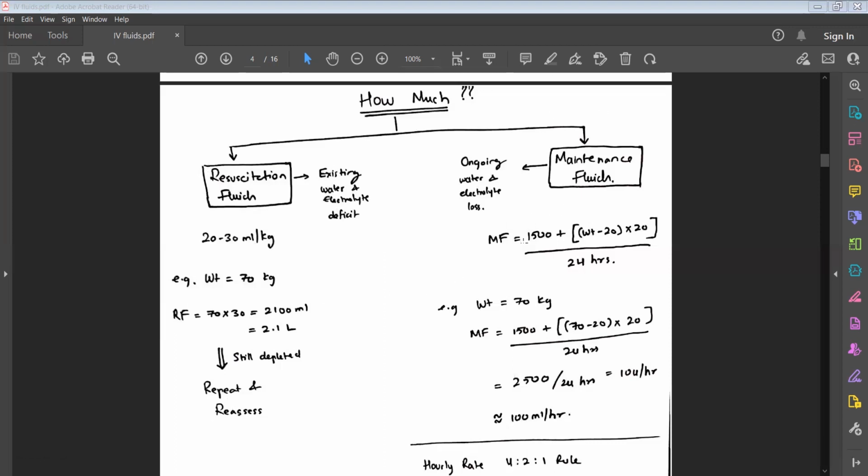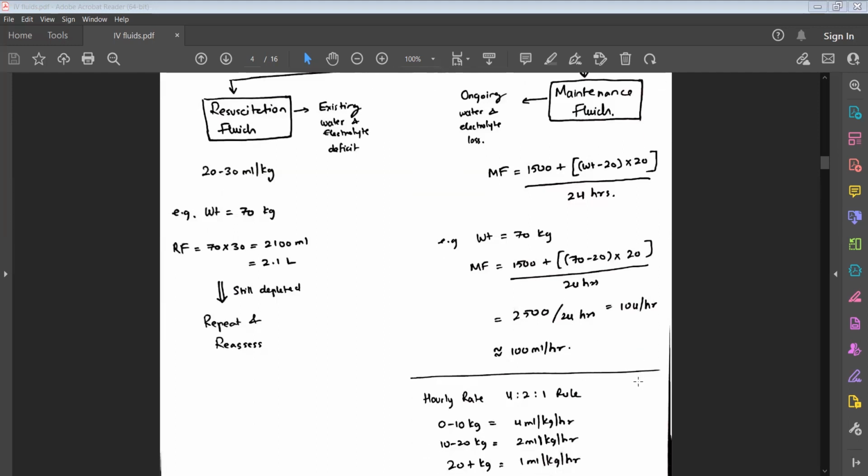I usually use this formula, which is a bit easier. That is 1500 ml for the first 20 kgs, followed by 20 ml per kg for the rest of the weight of the patient. So let's say the patient's weight is 70 kgs, you will give 1500 ml for the first 20 kgs, subtract 20 from this 70, that is 50, and you will give 20 ml per kg for that over a period of 24 hours. So over the period of 24 hours, the patient's requirement is about 2500 ml. And if you divide it, that is 104 ml per hour, which is approximately about 100 ml per hour.